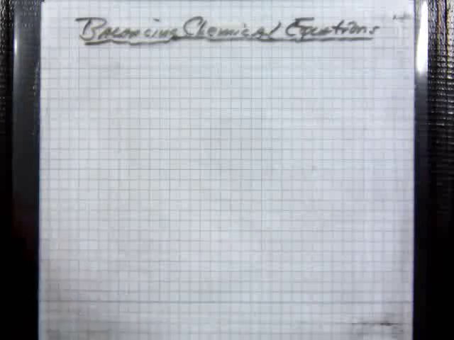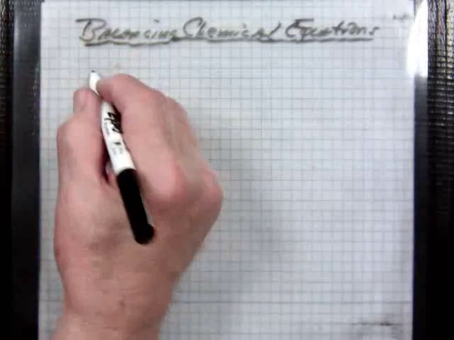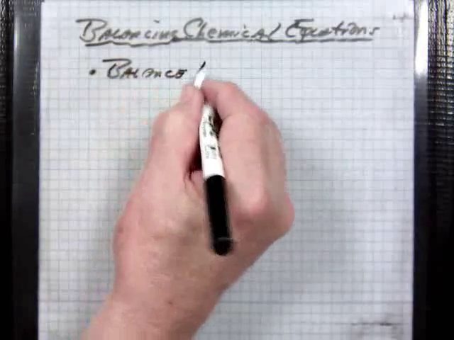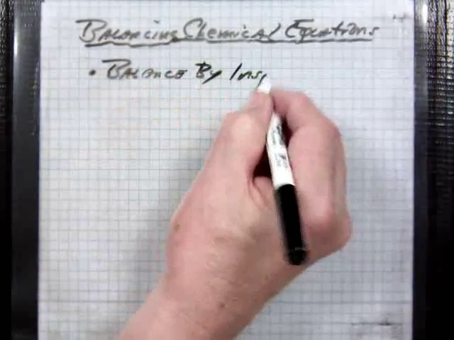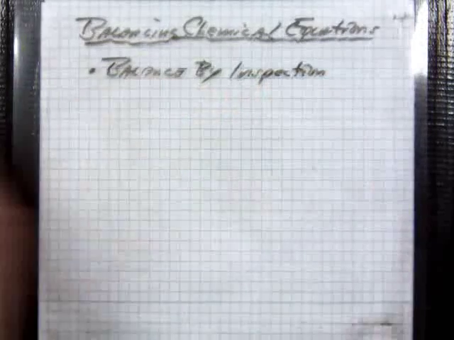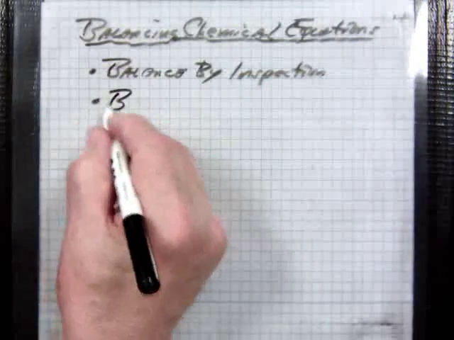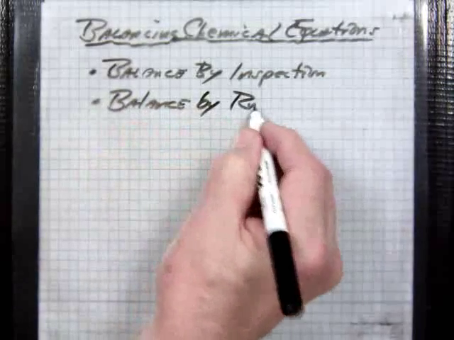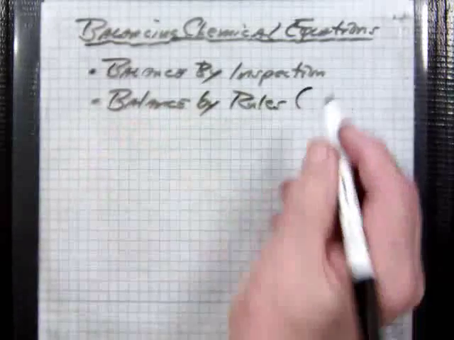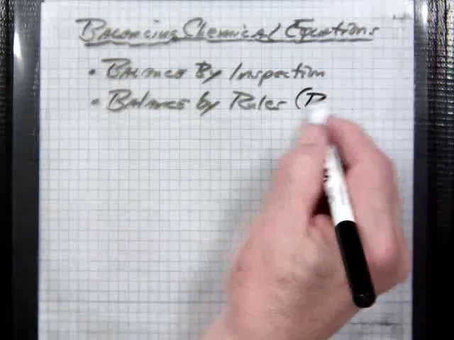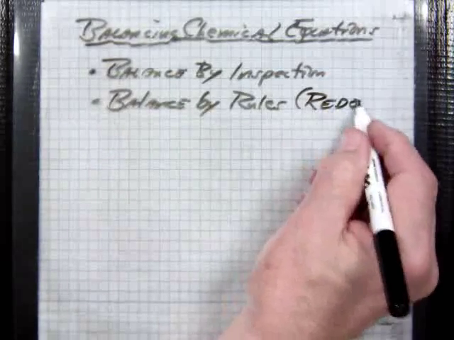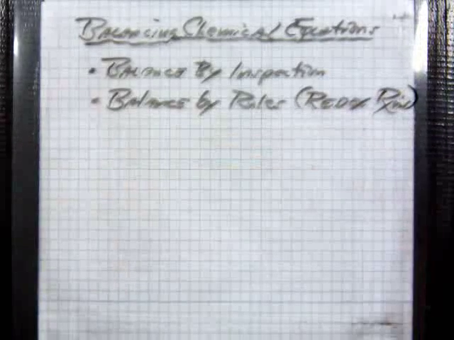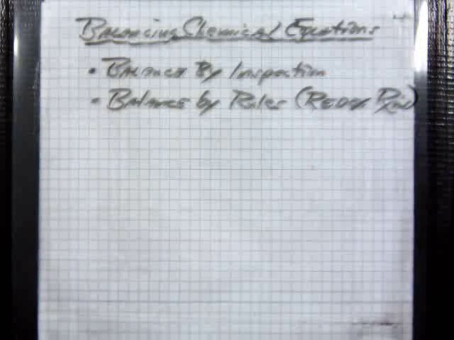And there are two kinds of balancing. One, balance by inspection, and one where you balance by rules. And this essentially is oxidation and reduction, or redox reactions. And we will get to those hopefully today, and show you the rules that are associated with that.